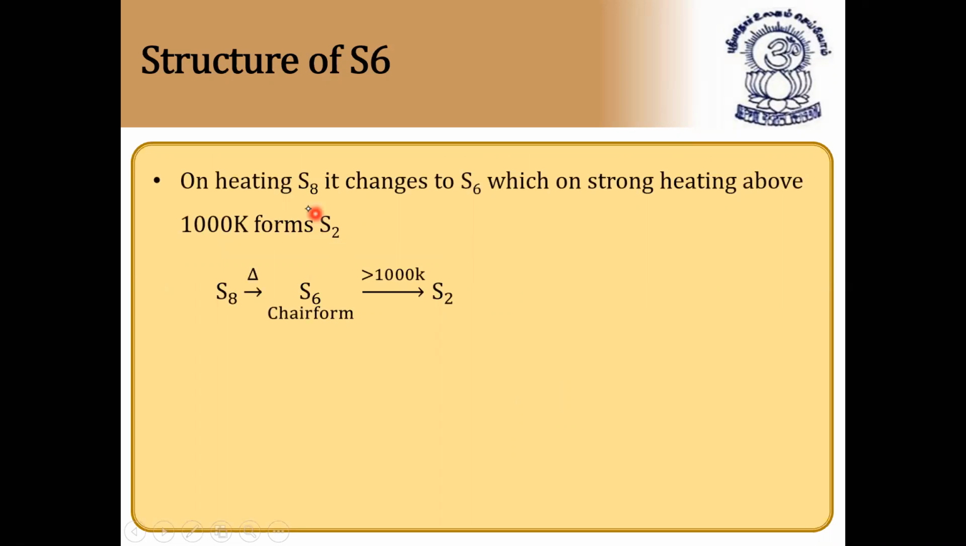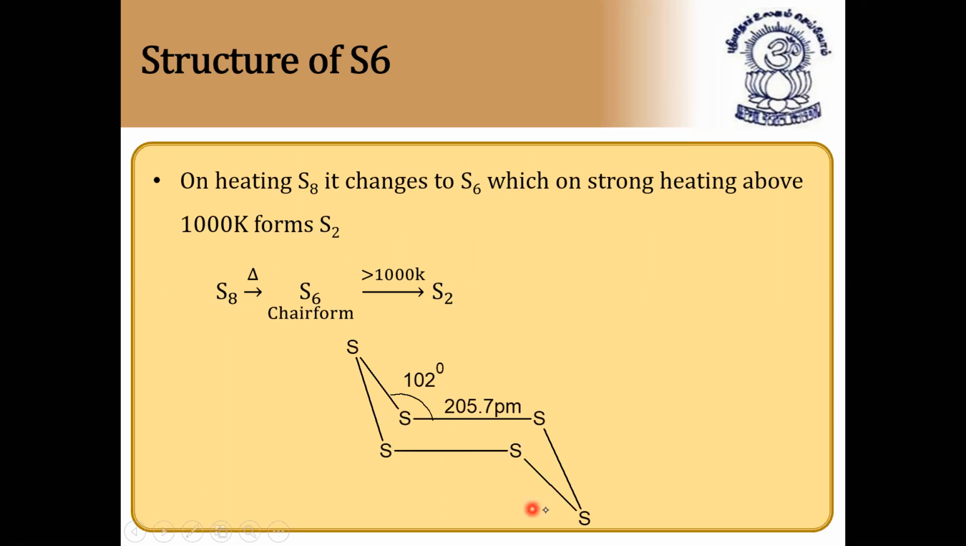Next, structure of the S6 molecule. On heating, S8, that is octatomic, changes to hexatomic S6, which on strong heating above 1000 kelvins forms the S2 molecule. This is more stable. This is the chair form, and this is the boat form. You can see here, this is the boat form. Boat form or chair form is the same, that is the S6 molecule. It has 6 S-S bonds: 1, 2, 3, 4, 5, 6.